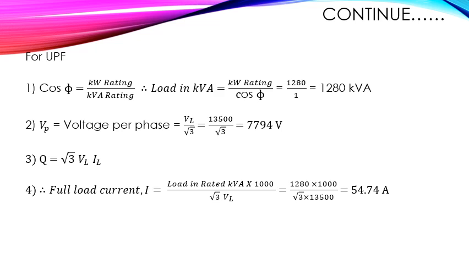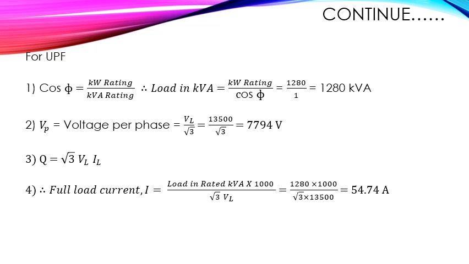Now the second condition: we have to determine the voltage regulation for unity power factor. Using the same equation and the same concept, just put the value of cos phi as 1, then get the load in kVA, that is 1280 kVA. The voltage per phase will remain the same, 7794 volts. The load current will change here because the rated kVA has changed.